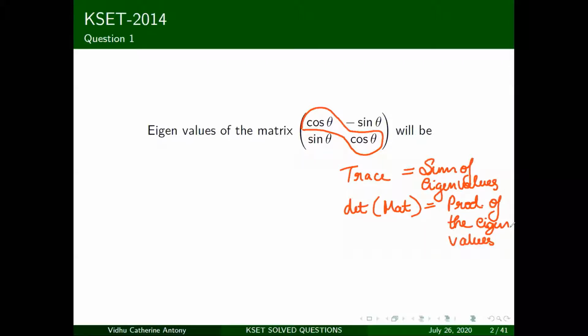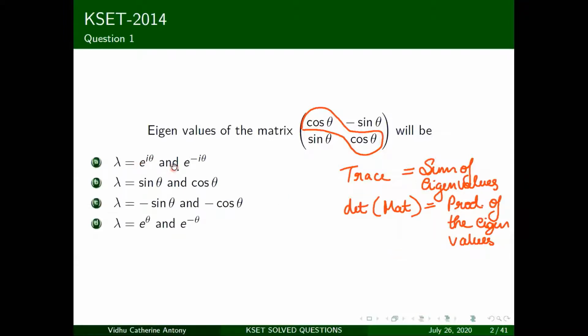Okay, so now let's look at the options. These are the options given to you: e to the power of i theta, e to the power of minus i theta; sine theta and cos theta; minus sine theta and minus cos theta; e to the power of theta, and e to the power of minus theta. Now let's look at the trace part of it. We know that the trace is equal to 2 cos theta from the matrix. So when you add up your eigenvalues from these results, you should be able to get 2 cos theta. We know it's not going to be these two, because when you add them up, they don't simplify to 2 cos theta. It's not going to be these two either.